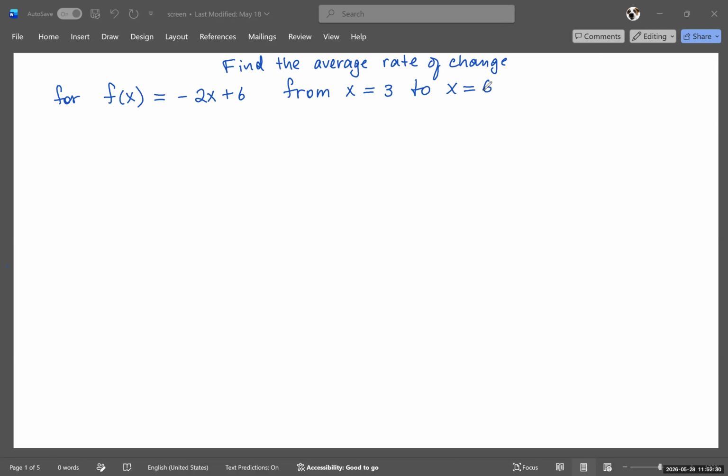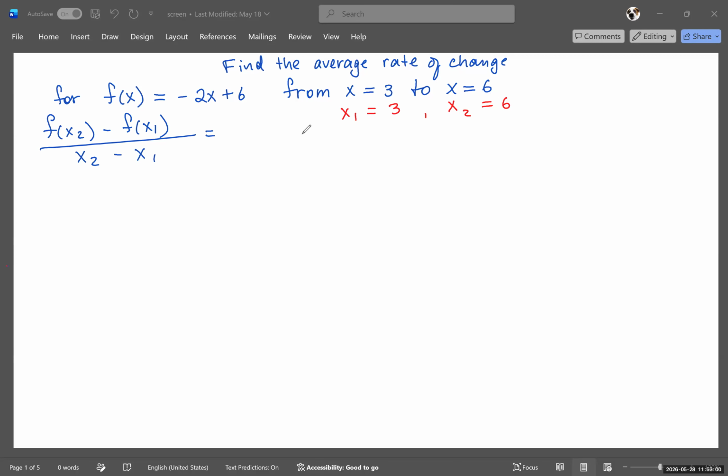So the formula to find the average rate of change looks like this: f of x2 minus f of x1, divided by x2 minus x1. So all we need to do is find the values for x1, x2, f of x1, and f of x2, and then plug them into that formula. The x values are already given in the problem. x1 is 3. x2 is 6.